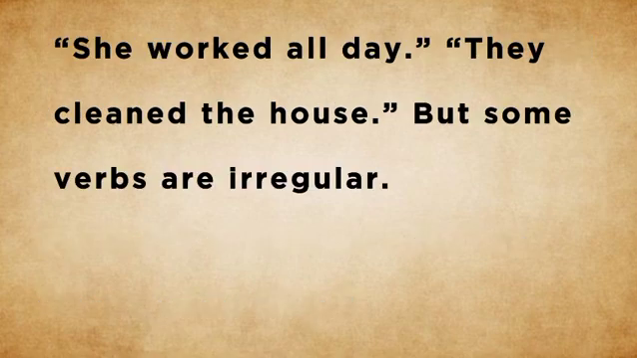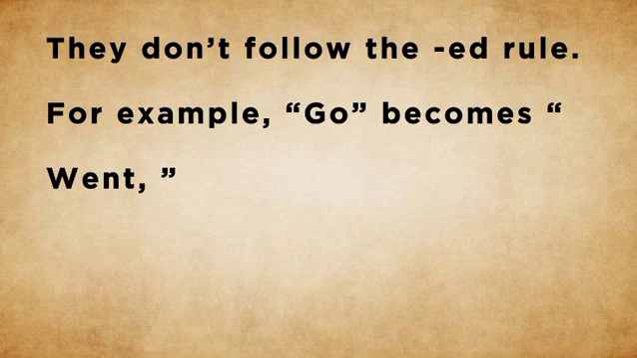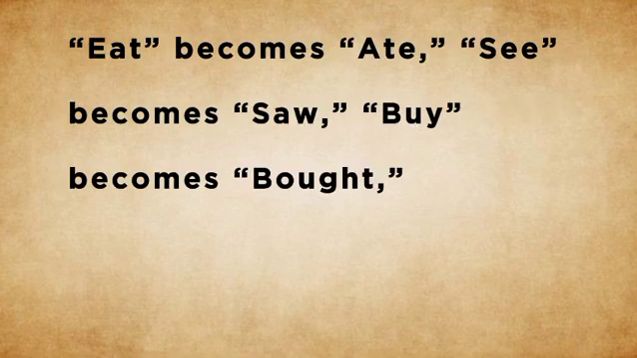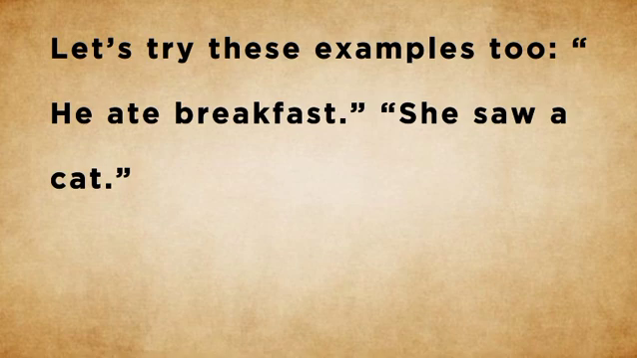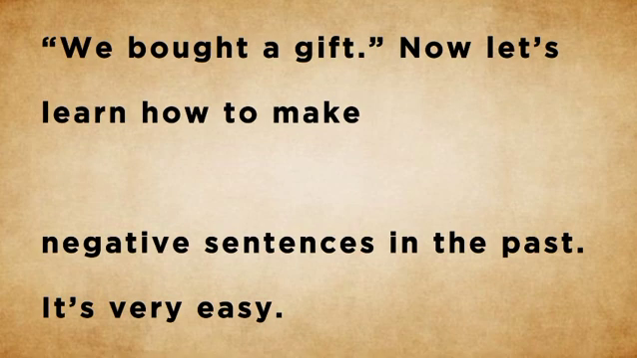But some verbs are irregular. They don't follow the -ed rule. For example, go becomes went, eat becomes ate, see becomes saw, buy becomes bought, and write becomes wrote. So instead of saying I go to school, you say I went to school. Let's try these examples too. He ate breakfast. She saw a cat. We bought a gift.